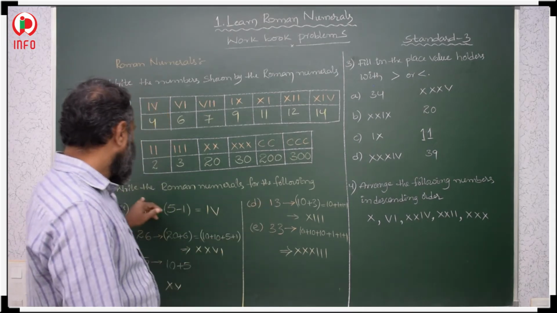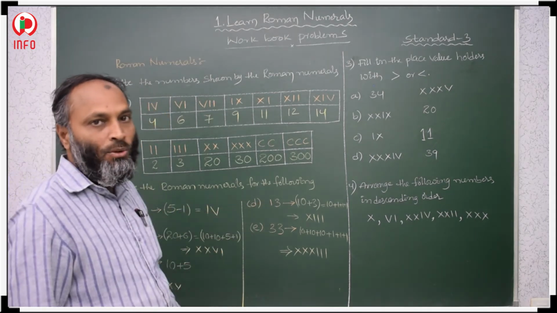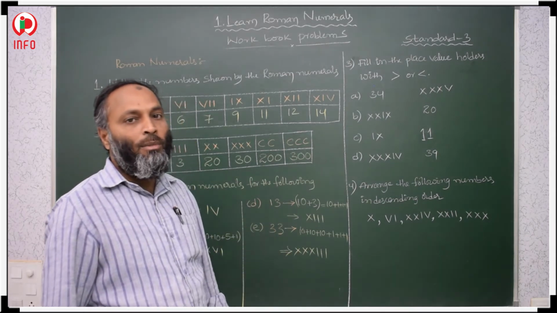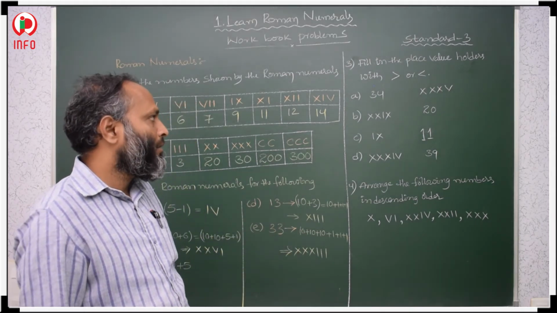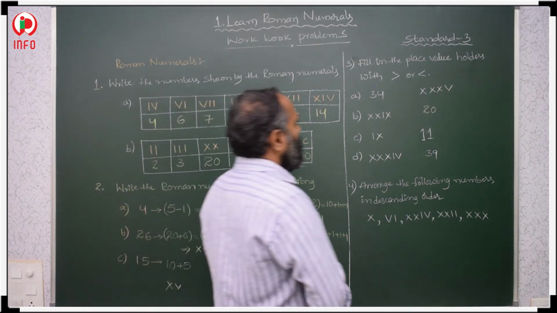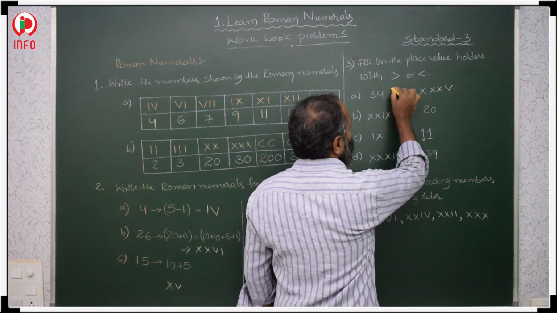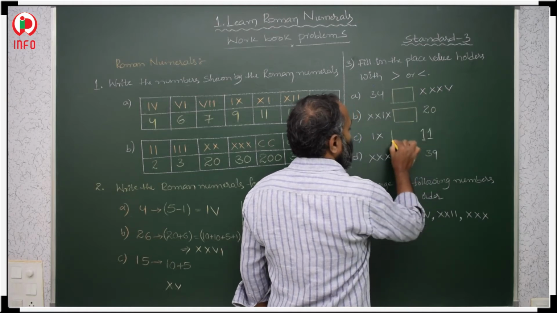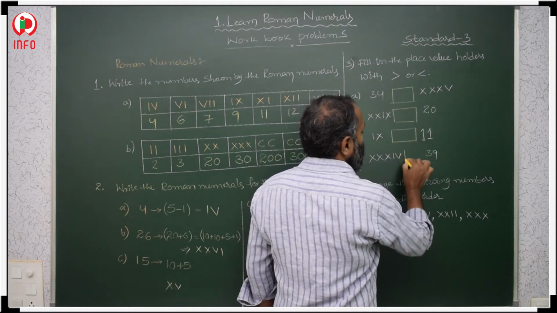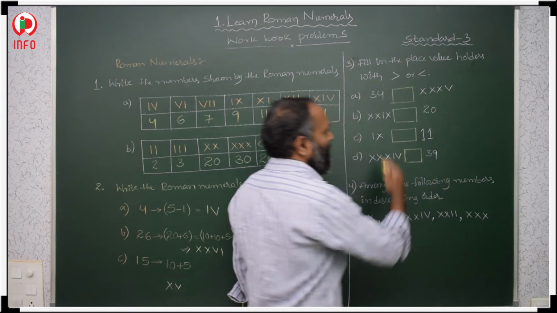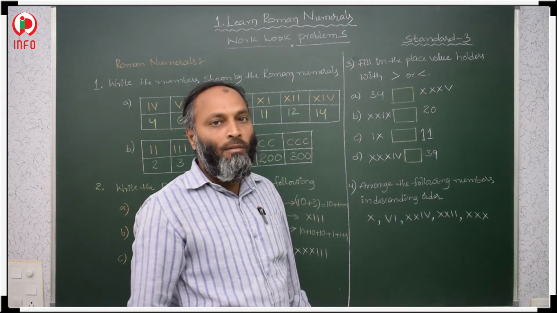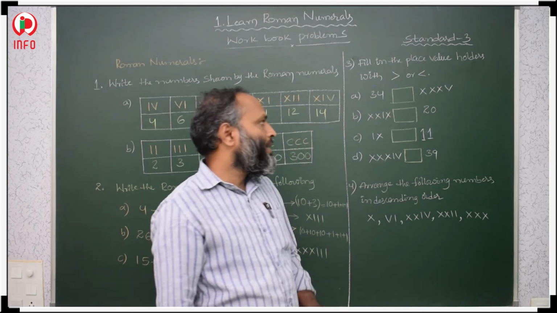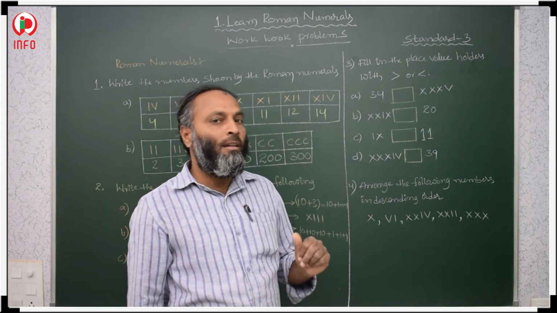So these are Hindu-Arabic numerals, and we convert them into Roman numerals. Now here, fill in the placeholders. A placeholder is given. Whatever is possible, if greater than will come, we keep the greater than symbol in the holder. If less than is there, we keep the less than symbol in the holder. So we have to decide which will come, greater than or less than.